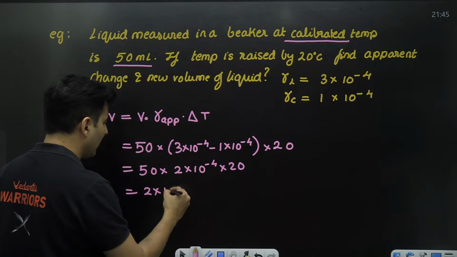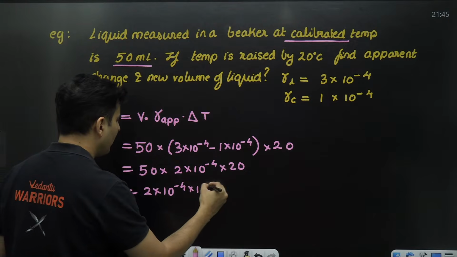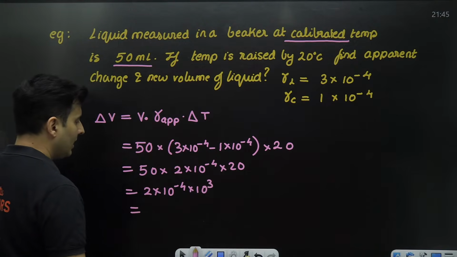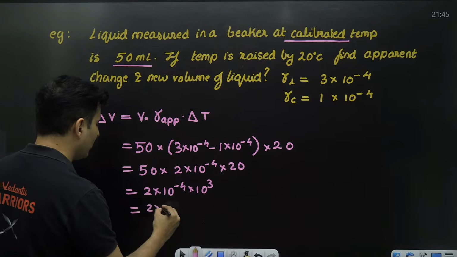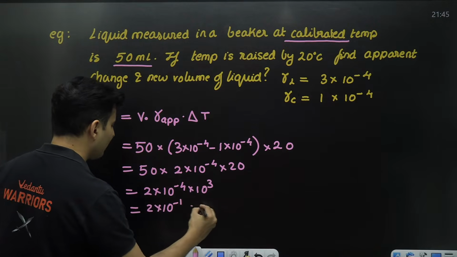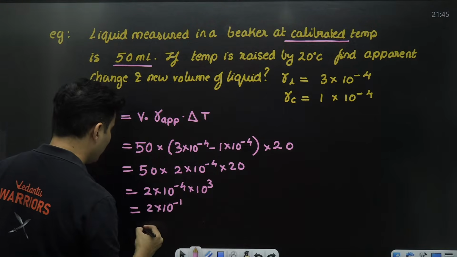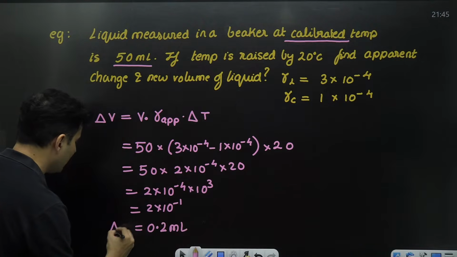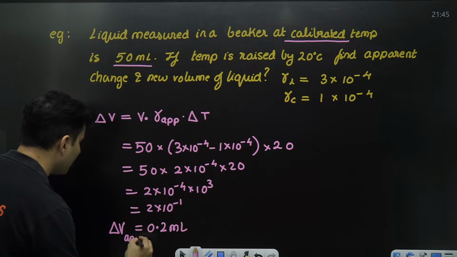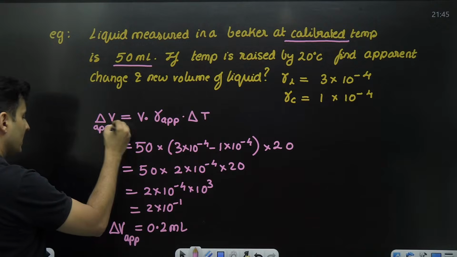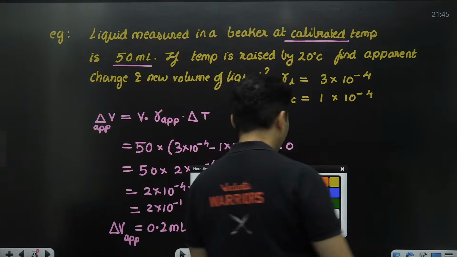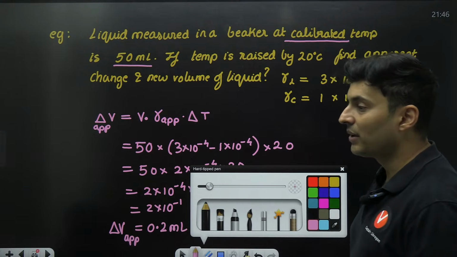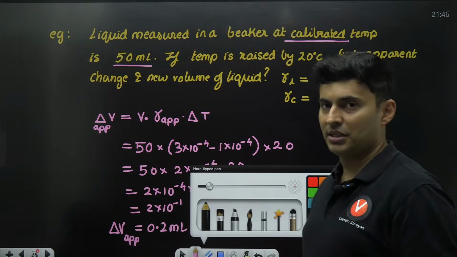So 2 into 10 to the power minus 4 will be multiplied by 3 zeros of that. And this will become 2 into 10 to the power minus 1, which makes it nothing but how many ml, guys? 0.2 ml. So the change in the volume apparently, and this is all apparent, is 0.2 ml. This is what you are going to see, the apparent change.